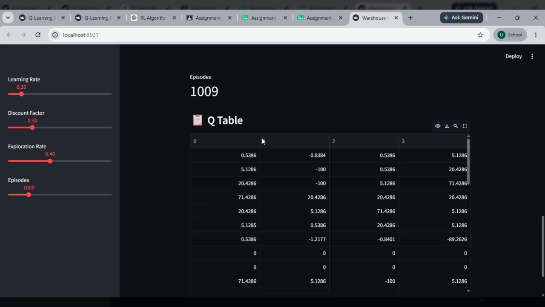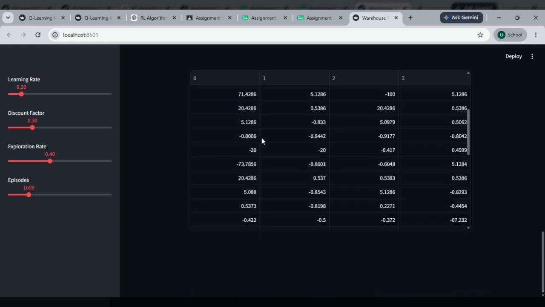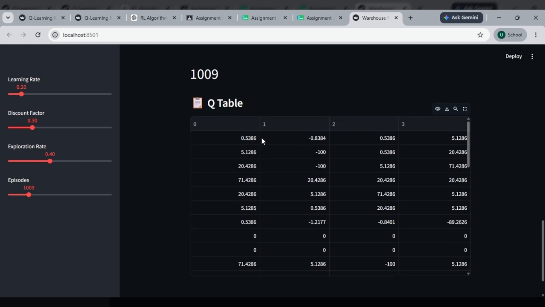Next, real-world applications of the Q-learning algorithm. The concept demonstrated in this project can be applied in several real-world domains. This includes smart warehouses, logistics automation, autonomous delivery robots, industrial robotics, and supply chain optimization.